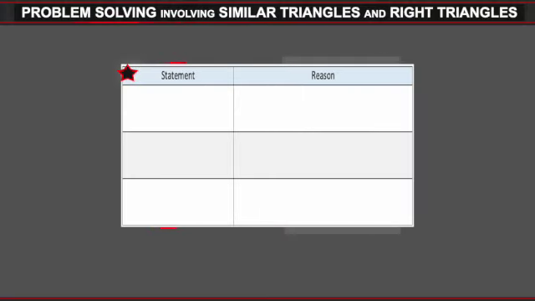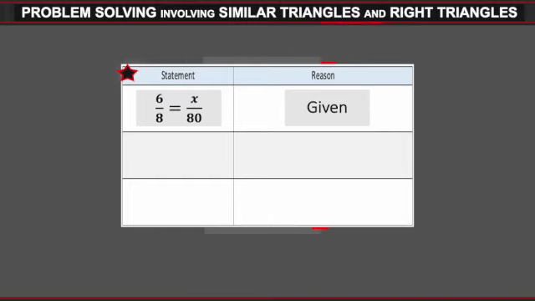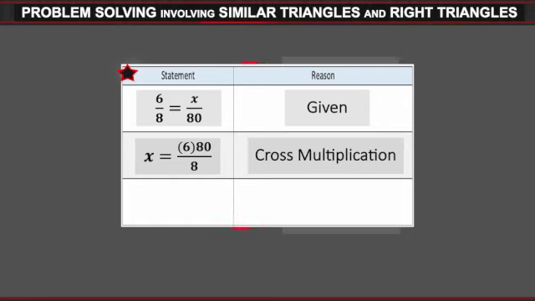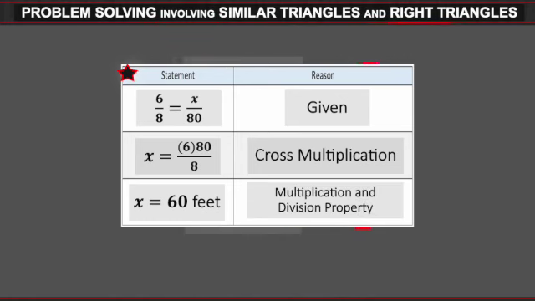So, let's have the given again. We have 6 over 8 equals x over 80. It is similar to the first example. So, using the cross multiplication process, 6 times 80 all over 8, and simplifying it, we have 60 feet, using the multiplication and division property.